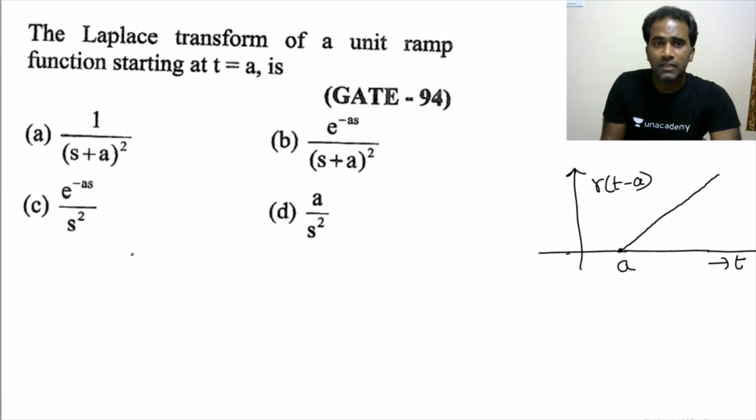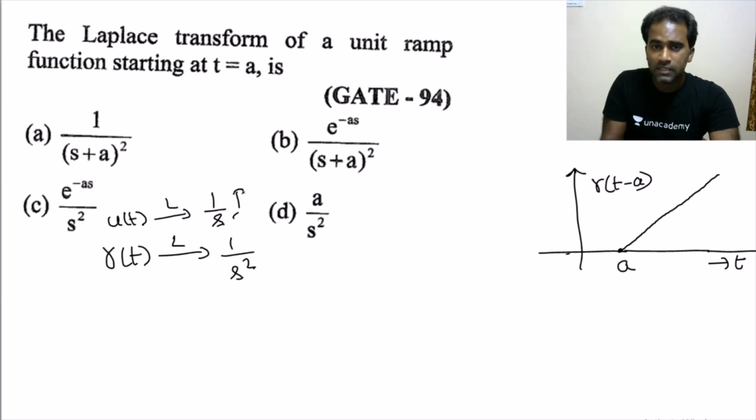So they're asking about the Laplace transform of ramp function. First, let us write the Laplace transform of r of t. Bilateral Laplace transform is 1 by s square. u of t Laplace transform also we know, which is 1 by s. ROC is real part of s greater than real part of the pole. The pole here is 0. You can imagine this here as e power 0 into t.